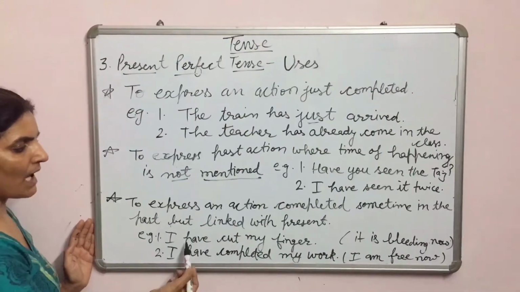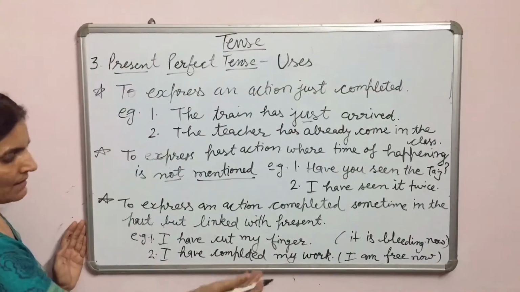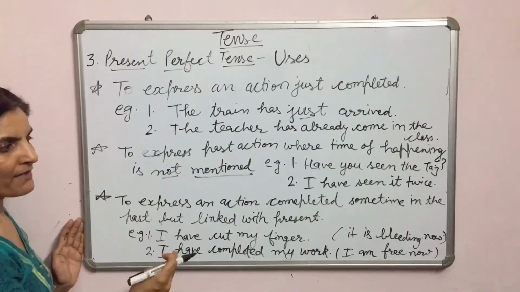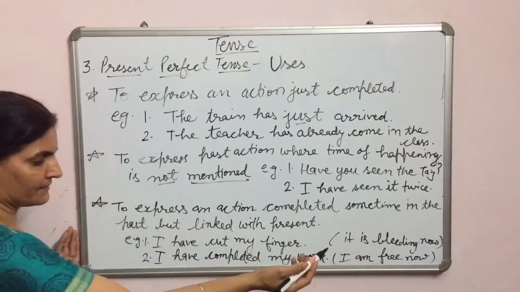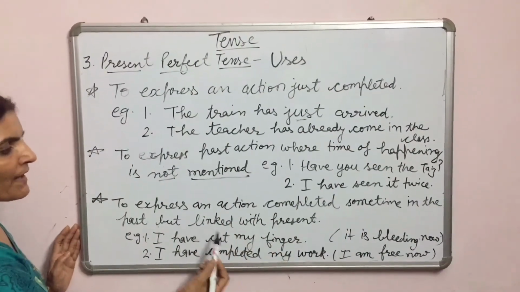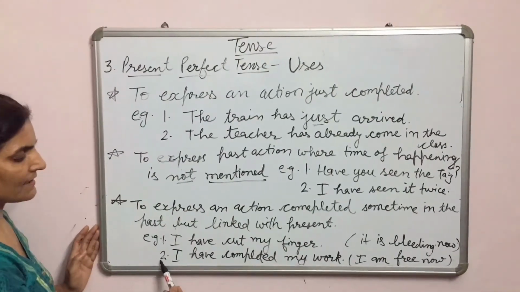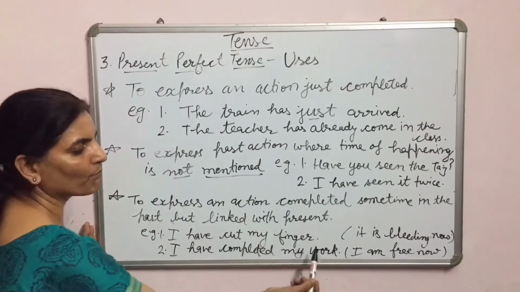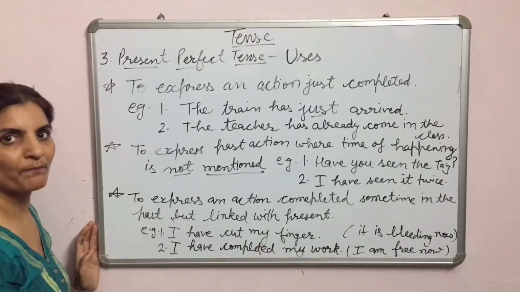To express an action completed sometime in the past but linked with present. For example, I have cut my finger, means in past I have cut my finger, now it is bleeding, means the effect of that work is in the present. In second sentence, I have completed my work. It means I am free now.